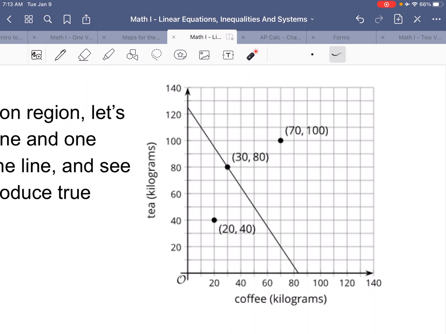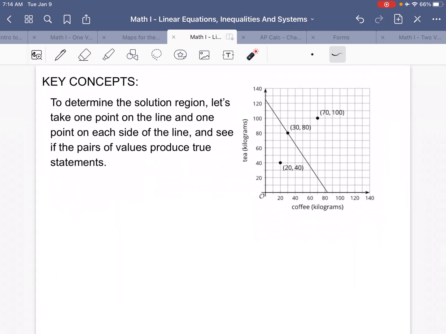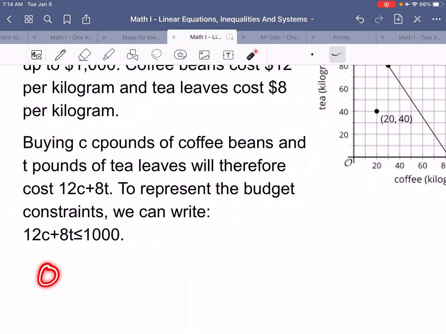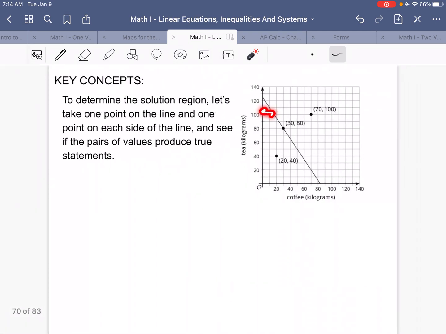well, one of the easiest ways to stay under budget is to spend no money at all. If you don't buy any coffee or tea, you're clearly going to come in under budget. And if you look at your inequality, let's go back to it. If we get 0 pounds of coffee, that's $0. If we get 0 pounds of tea, that's also $0. That would clearly be less than or equal to $1,000. All we got to do is just shade in this side.